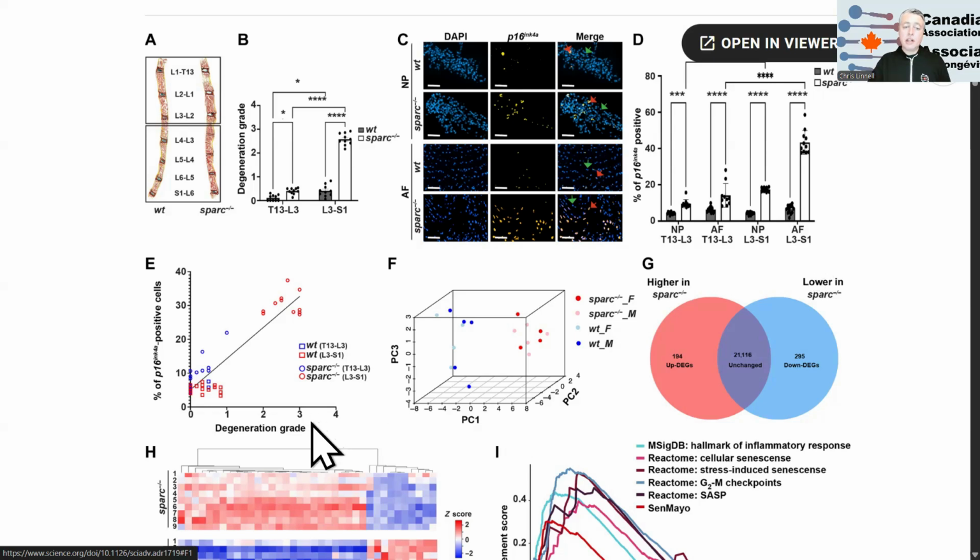In E here on the left, it simply shows that there was a high correlation between the number of senescent cells and the degeneration grade, as can be seen by this line going up by 45 degrees. There are also differences in gene regulation between the SPARC and normal mice, with a greater number of senescence-associated genes being upregulated in the SPARC mice. After confirming that there was an increased number of senescent cells in the SPARC mice, the authors moved on to seeing what the results would be by removing those senescent cells.